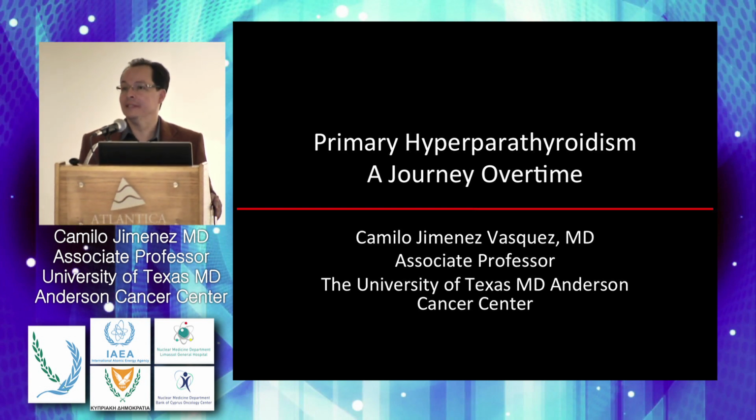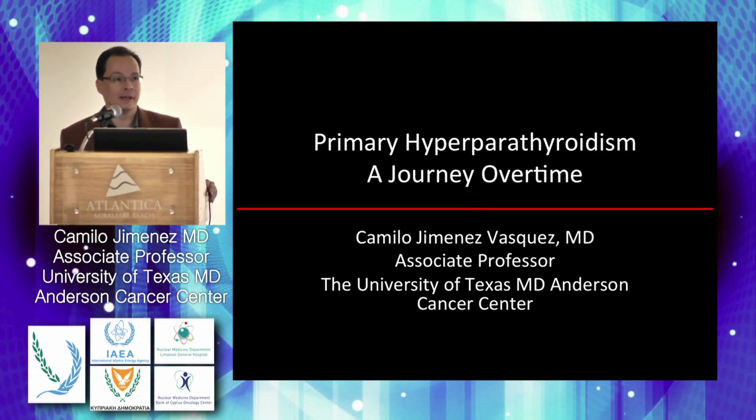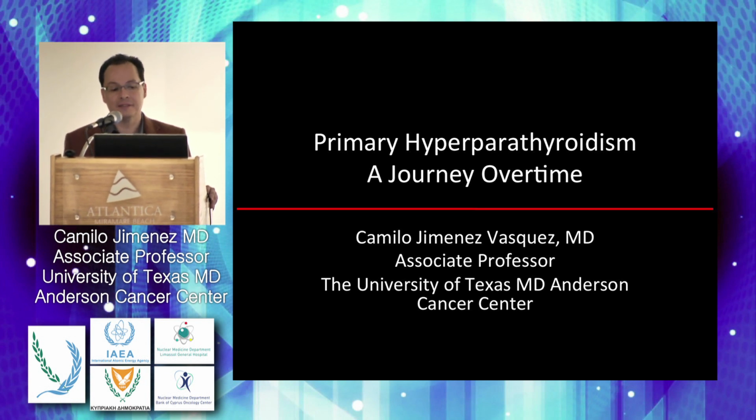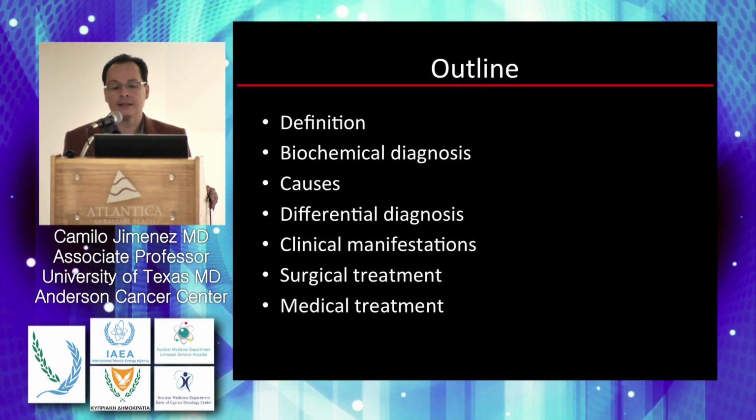Over the next 45 minutes, we are going to review primary hyperparathyroidism from a historical perspective as a journey over time. The outline for this presentation will include the definition of this disease, followed by the biochemical diagnosis of this condition. We'll describe the causes of primary hyperparathyroidism. We'll review the differential diagnosis for this disorder. We'll talk about the clinical manifestations that patients with this disease may have. We'll describe the surgical treatment, and finally, we'll review some of the therapeutic modalities from a medical perspective for patients who have this particular condition.